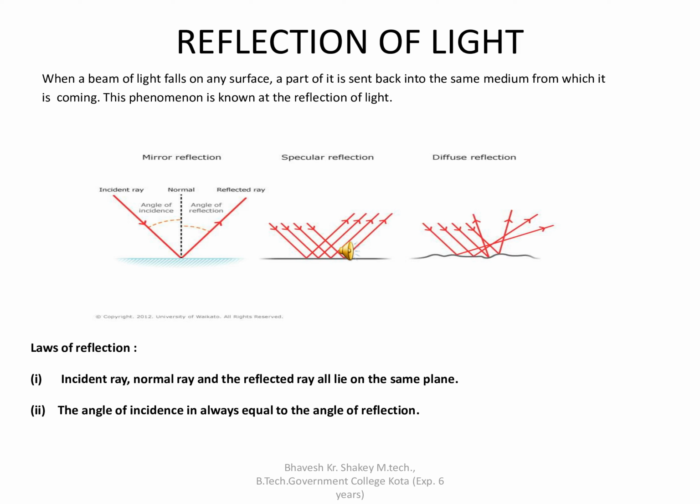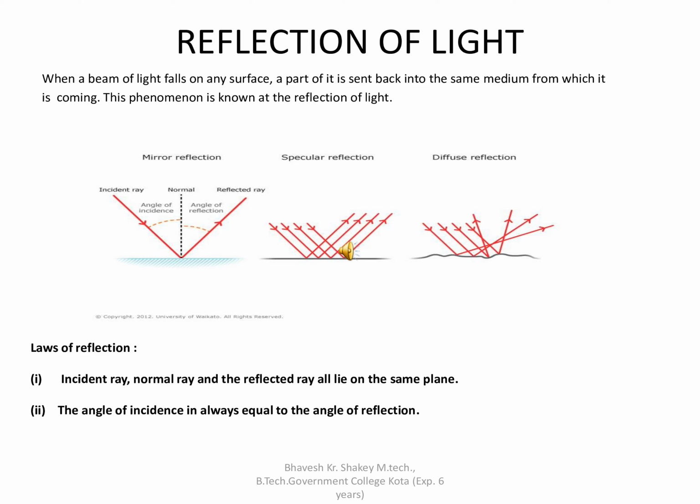Now in the third diagram, the surface is irregular. When a beam of light comes in, each ray is parallel to the others, but because the surface is irregular, after reflection each ray goes back into the same medium but the rays are not parallel to each other. This type of reflection is called irregular reflection or diffuse reflection. So now you understand the phenomenon of reflection of light. The types are specular reflection and diffuse reflection, also called regular and irregular reflection.